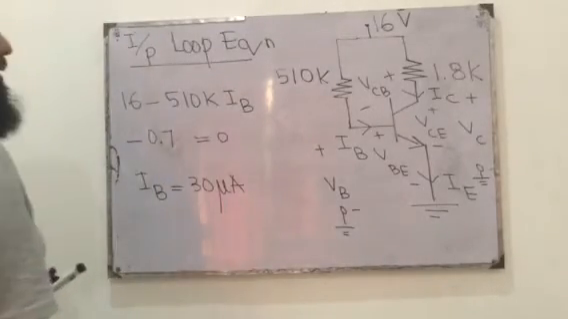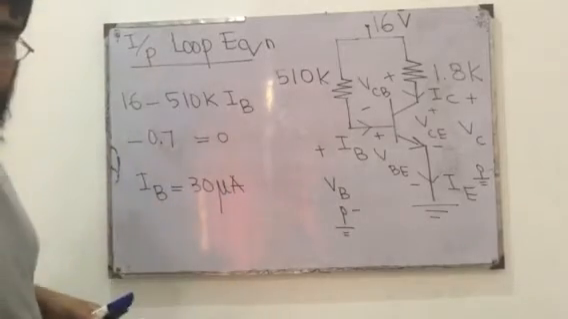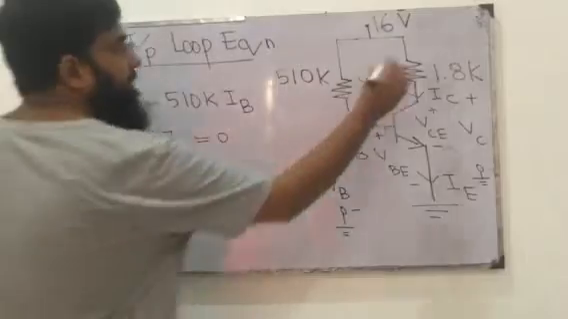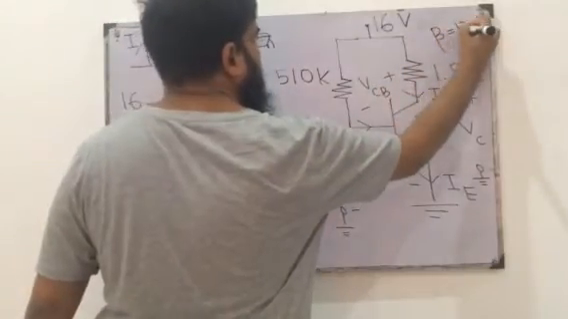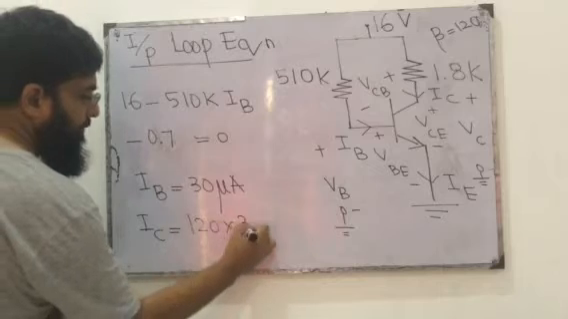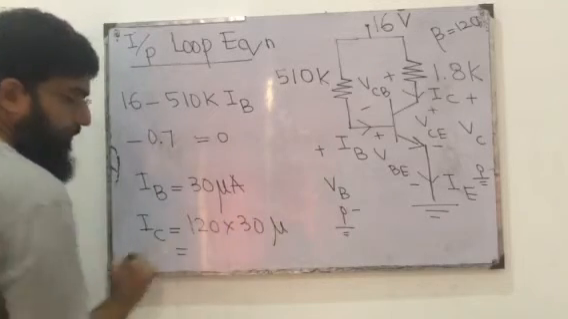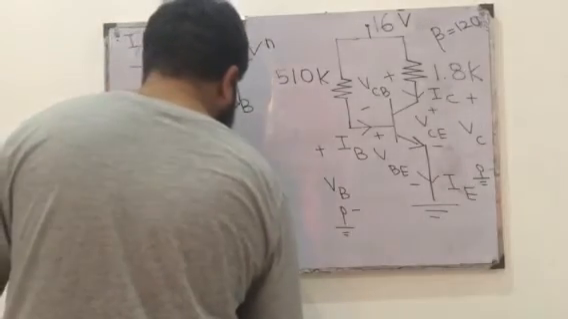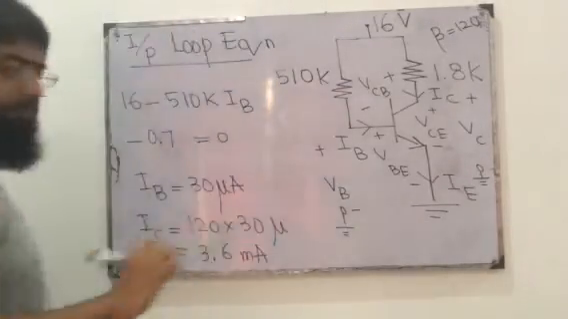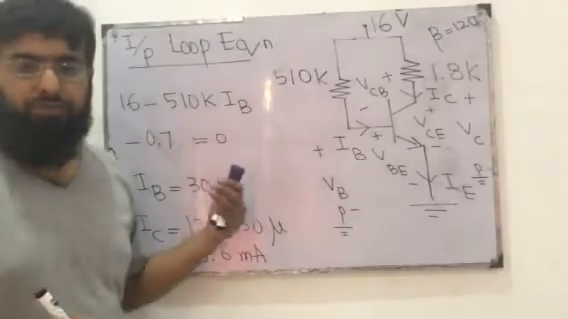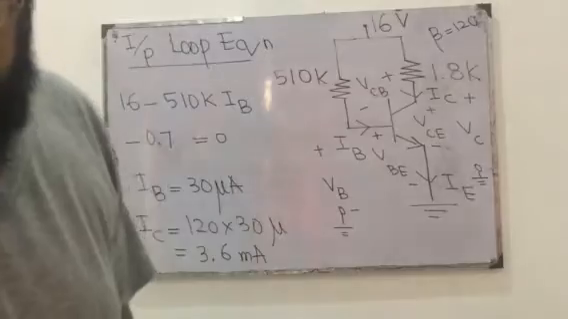Since IC is beta times IB, and beta is given to be 120, IC is 120 times 30 micro. This gives us 3.6 milliamperes. IE is of course the sum of IB and IC, and you can add.